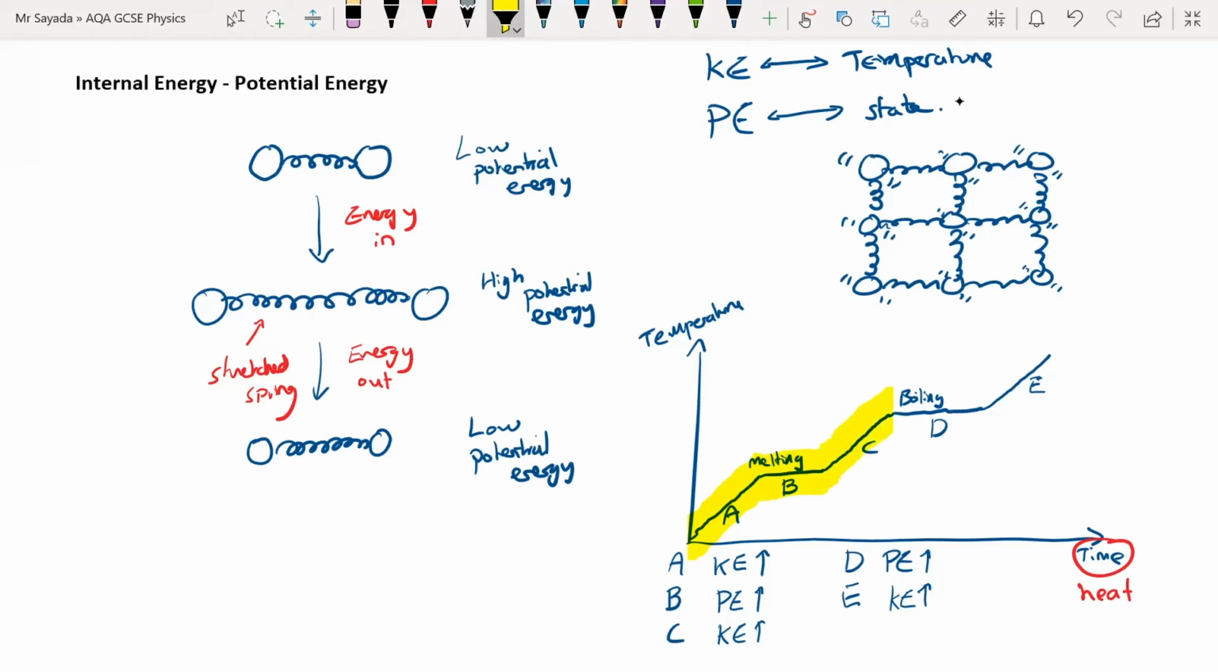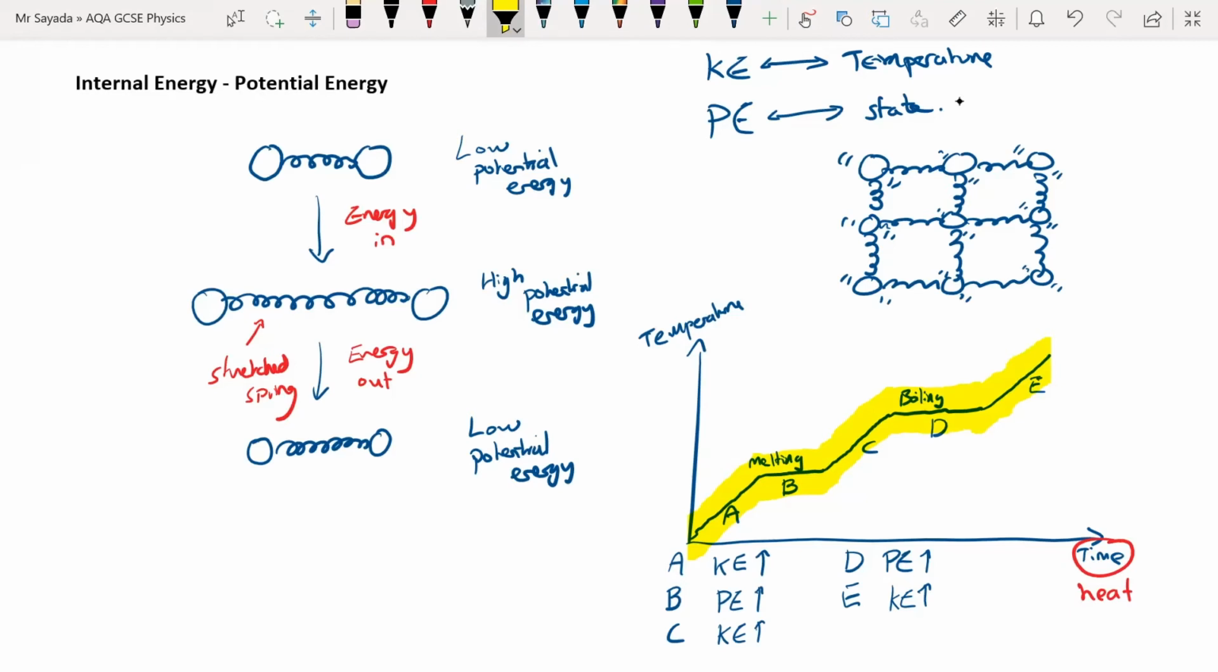That stops. And at this point, the temperature stops increasing, the kinetic energy stops increasing, and the potential energy increases instead for the state change to happen. And then once it's a gas, kinetic energy of particles increases again. So at any point, you either have the kinetic energy of the particles increasing or the potential energy of the particles increasing, not both at the same time. When the average kinetic energy of the particles increases, that makes the temperature go up. And when the potential energy of the particles increases, that makes the state change.